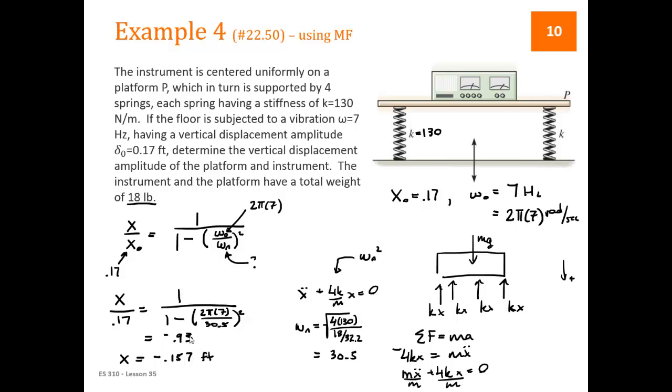So this means, since this is less than 1, we are decreasing the vibration, which is usually what we want to do in this case, right? The floor is vibrating. We don't want our equipment to vibrate as much. That's why we put it on springs. So we're decreasing the vibration from 0.17 to 0.15. We're also switching the sign. So as the floor goes up, the equipment is coming down, and as the floor goes down, the equipment is coming up. But the magnitude is decreased.